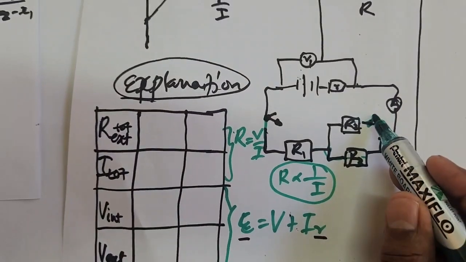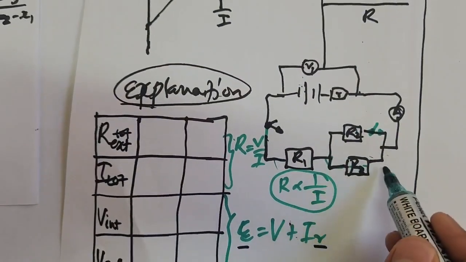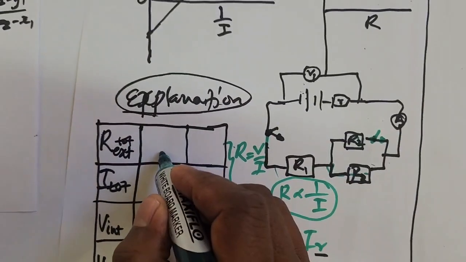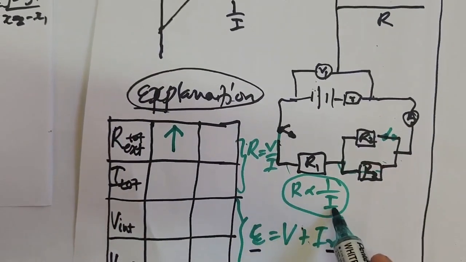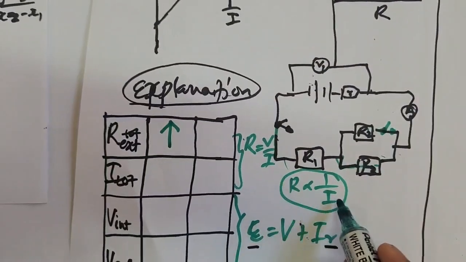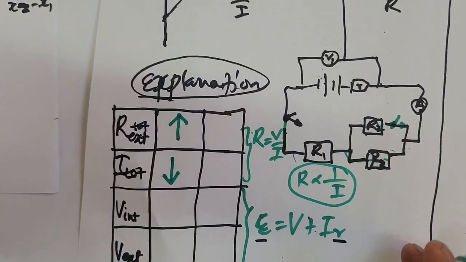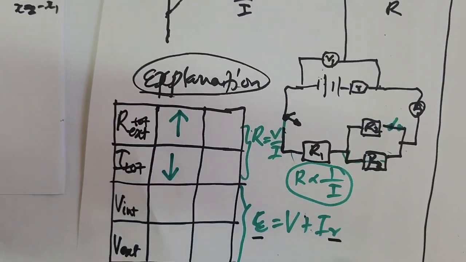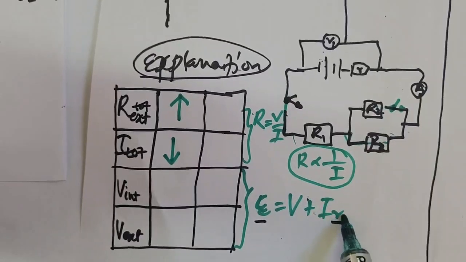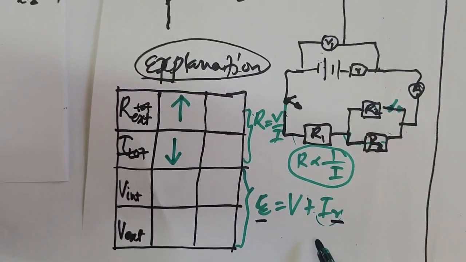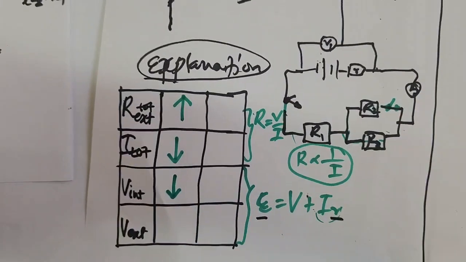Meaning that if I open the switch here, I'm increasing the total resistance of the circuit. Total resistance of the circuit will increase. And what happens to the current? According to this, if the total resistance increases, the current drops. The total current in the circuit will drop. And if the total current drops, then from this formula this product here will also be lesser. Then it will also decrease the V internal.